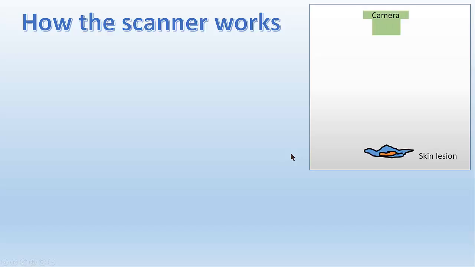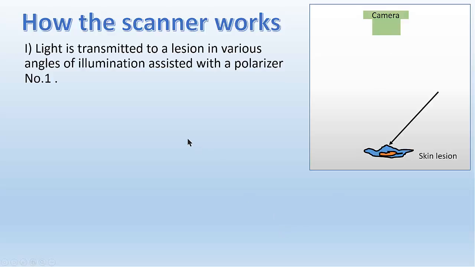Let's say I have a skin lesion and I want to scan it with our scanner. So we have four stages. The first one, light is transmitted to a lesion in various angles of illumination, assisted with polarizer number 1. The polarizer actually changes the direction of the oscillation, and by changing this direction, the backscattered light will generate slightly different images. So for each change, I'm capturing a frame.